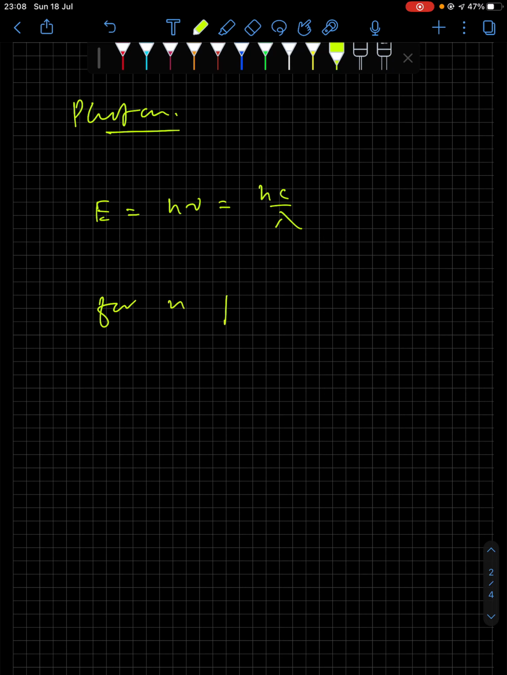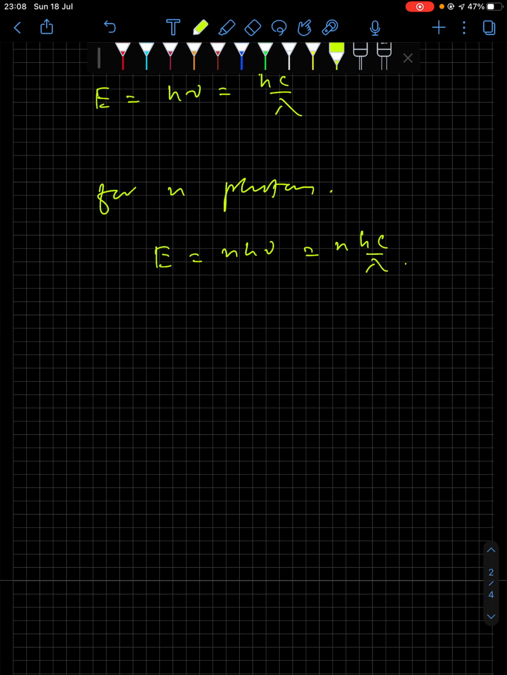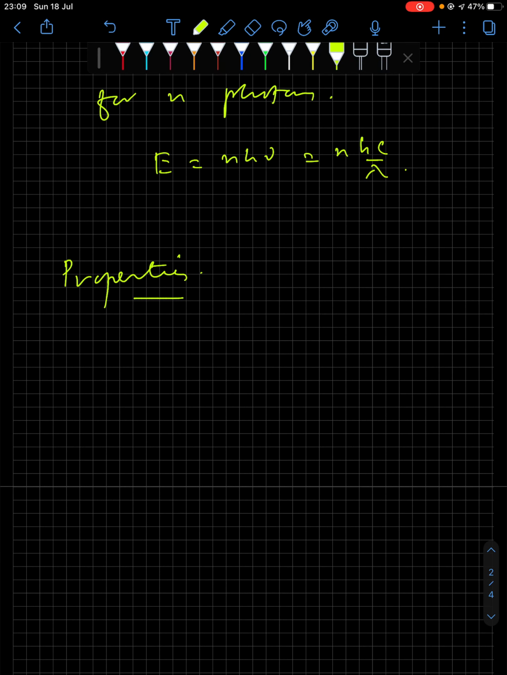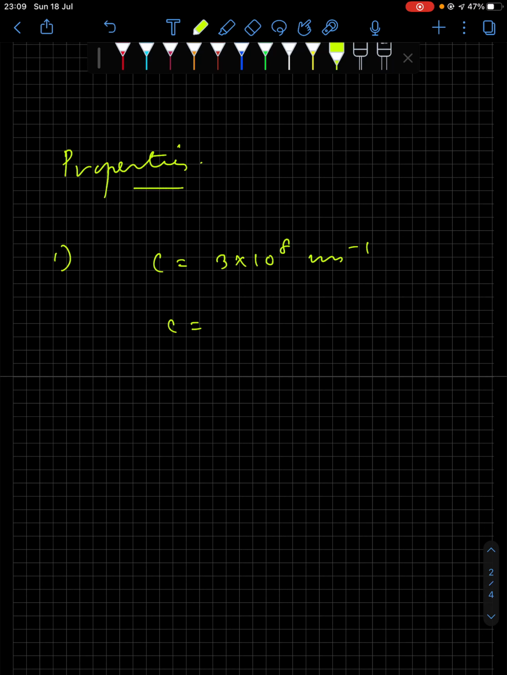For n photons, the relation becomes E equals n h nu, which can also be written as n h c by lambda. Now we see some properties of a photon. Number 1, a photon travels with the speed of light in vacuum, which is 3 into 10 to the power 8 meter per second. This c relation can also be written as frequency into wavelength.